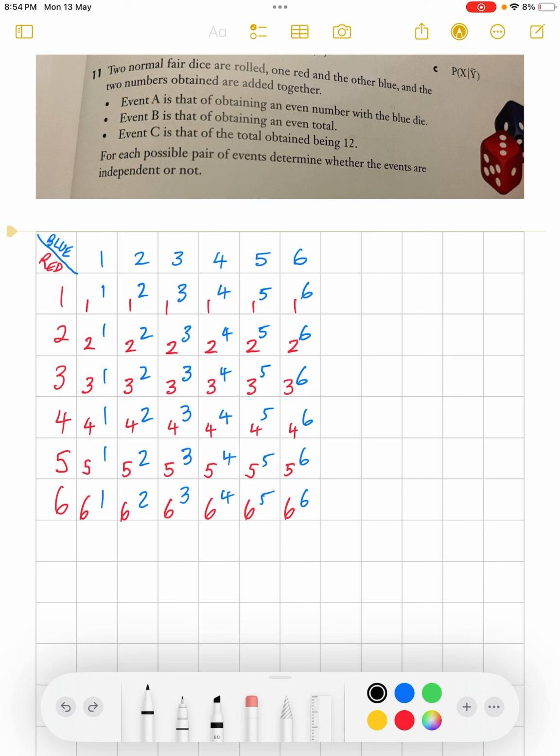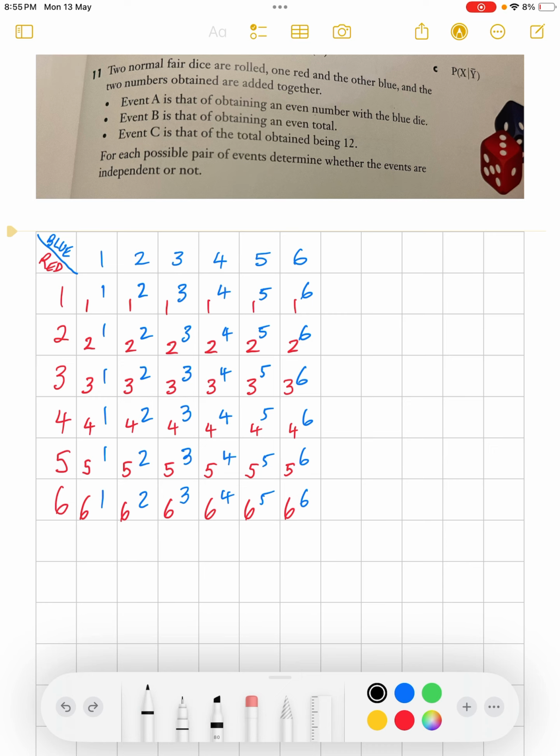Reading it, it says, 2 normal fair dice are rolled, one red and the other blue, and the 2 numbers obtained are added together. Event A is that of obtaining an even number with the blue die. Event B is that of obtaining an even total. And event C is that of a total being 12. For each possible pair of events, determine whether the events are independent or not.